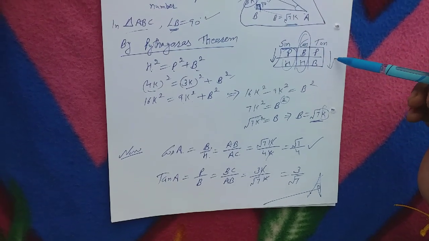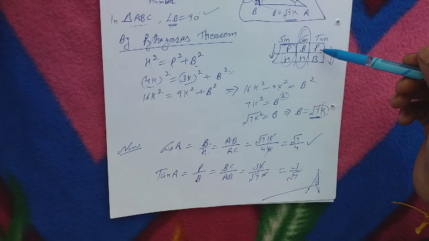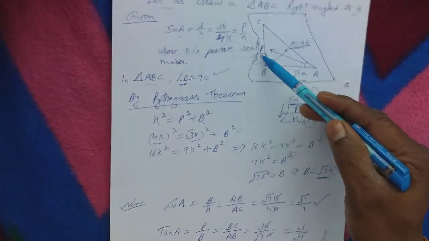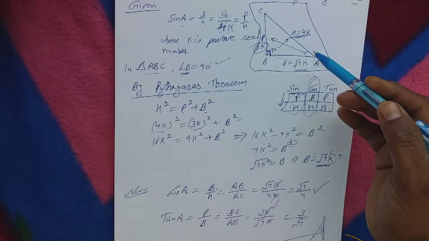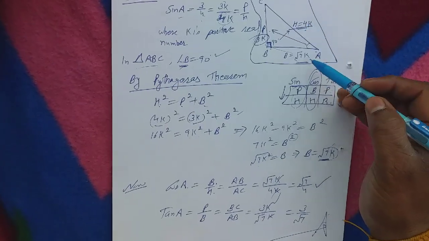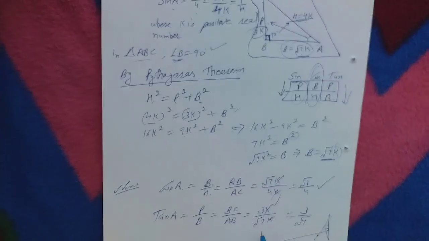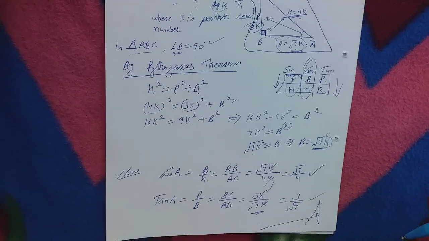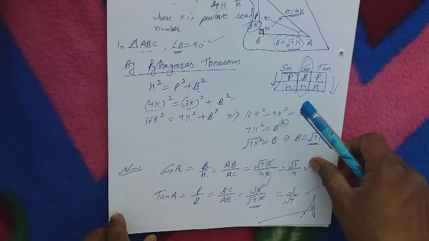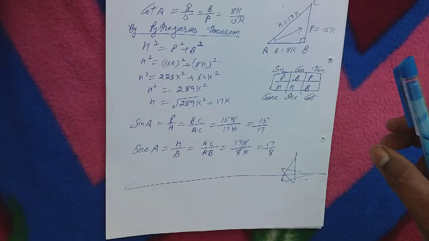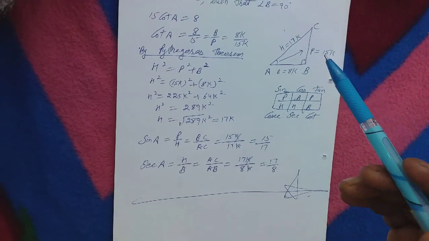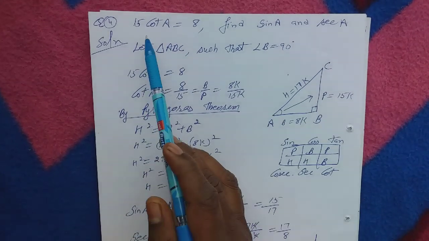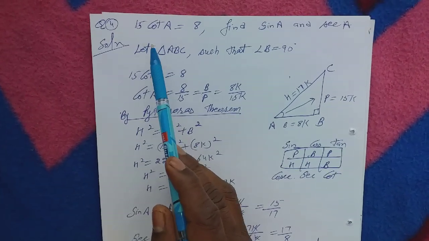Next, tan A. Tan, we know, is P by B. P means perpendicular, B means base. So we have the value of P as 3k, and the value of B is root 7k. So put root 7k here, k cancels with k, so 3 by root 7 is left. So that is the answer to this question. Now the next question, the fourth.